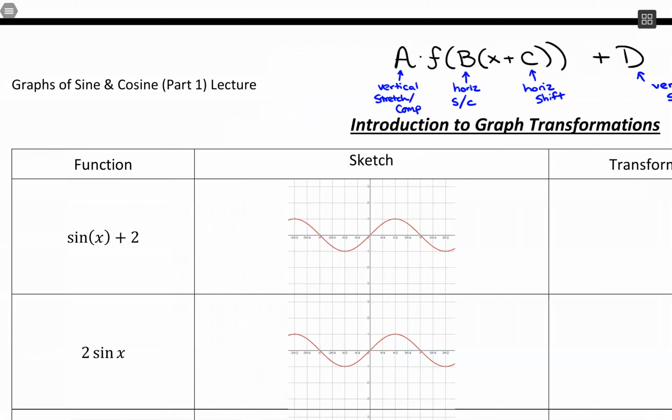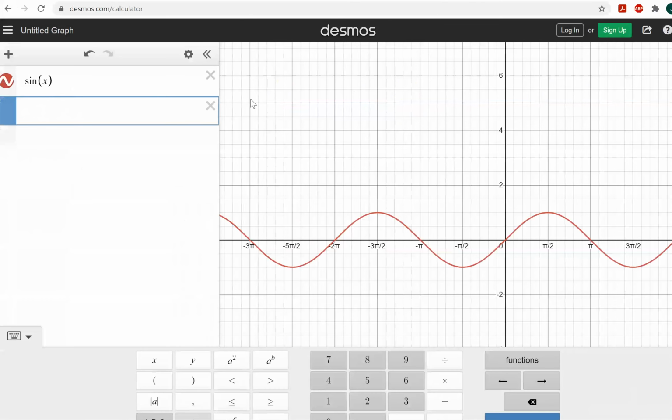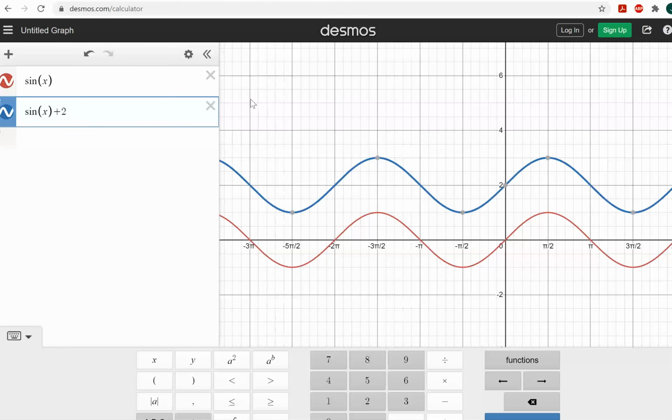Okay, so now we can start making our transformations. So what if we add 2 to the outside of our function? I'm going to keep sine of x there, and as contrast, I'll look at sine of x plus 2.